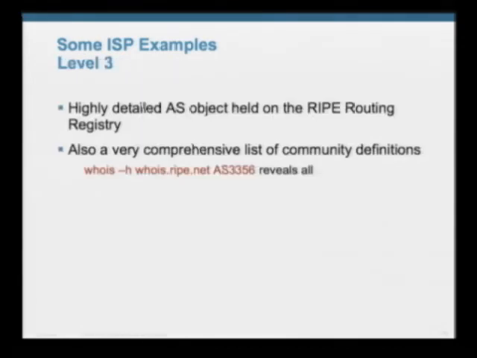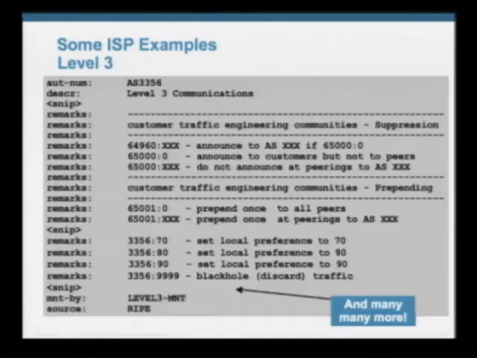Level 3, again, I have a very big list, and I don't know how many of these are actually used, but still it's an impressively big list if you look up the aut-num object. So 65001:0 prepend to all peers, 65001 prepend to peers with ASX, and then you've got again the local pref setting ones.